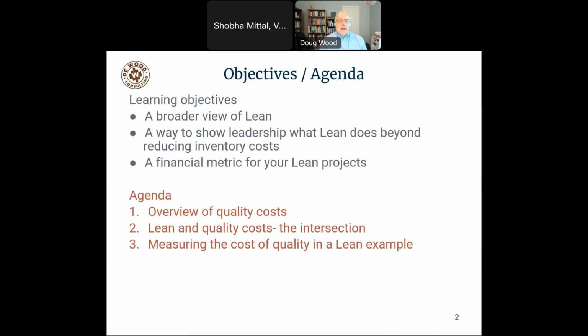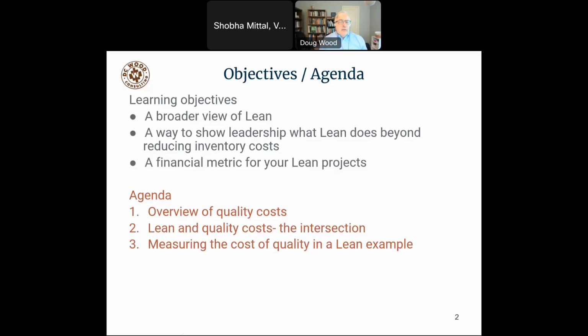Our objectives tonight are to gain a little bit broader view of lean. What could lean be called when you're talking to senior management? This is a way to show your leadership what lean does. Beyond just reducing inventory costs, what does lean actually do for you? We're going to create a financial metric for your lean projects. Many times lean projects don't have a financial side. They look at saving time.